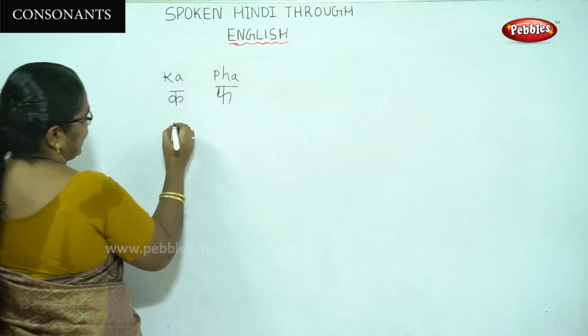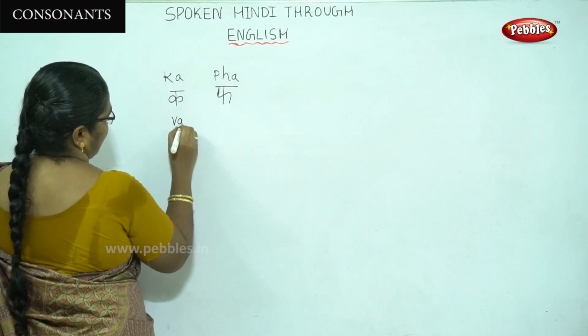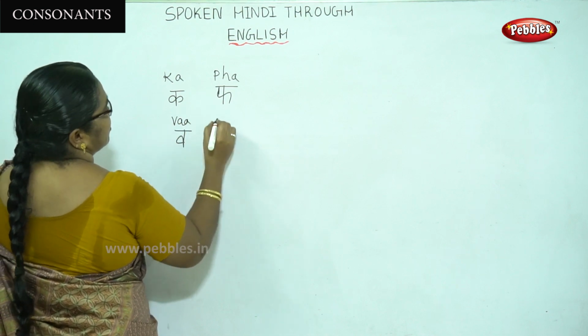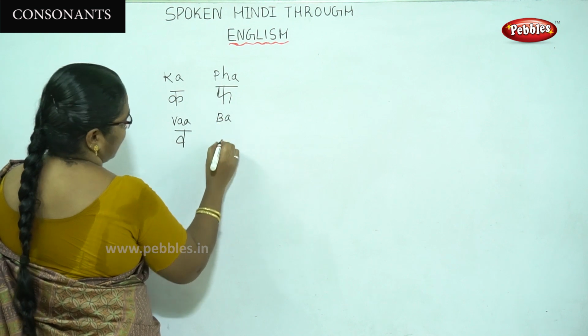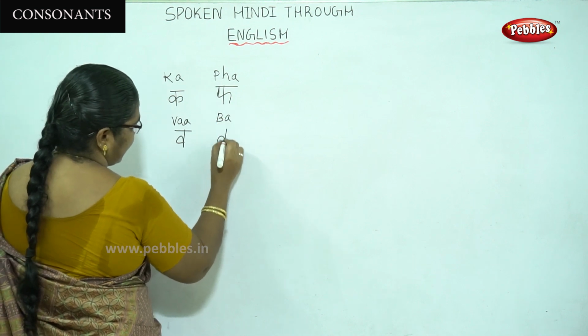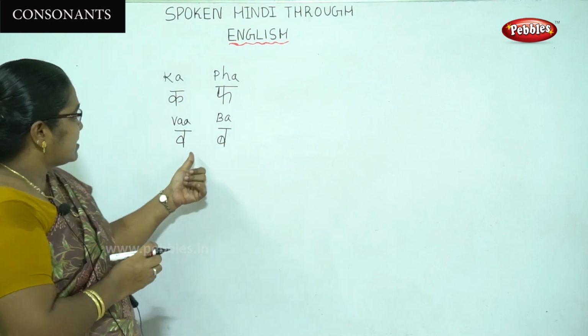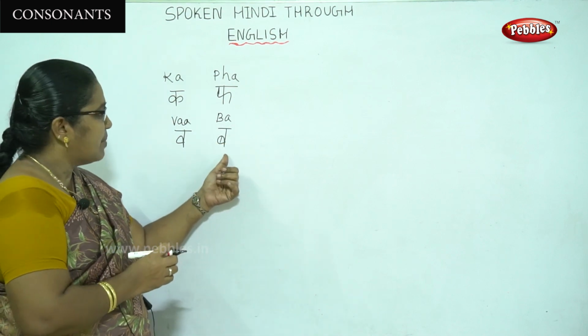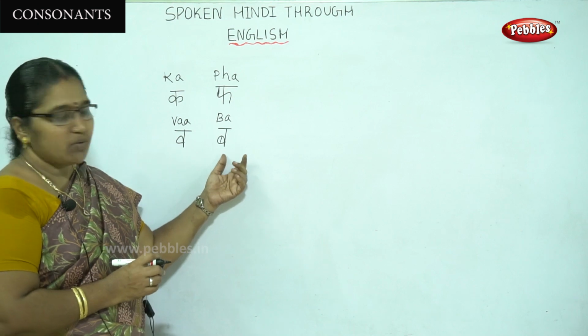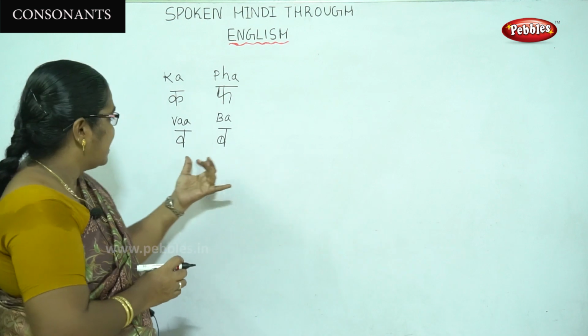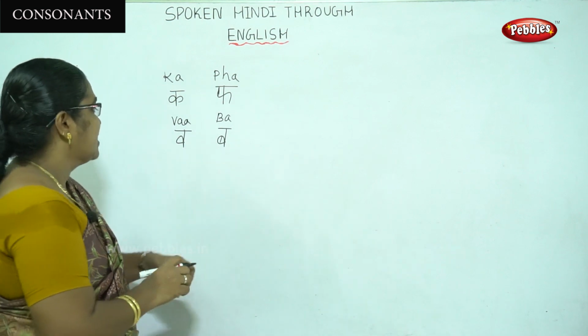Then the next letter is va. See, here we can simply write D, but for ba we can write D and put a dash here. Okay, this is va, this is ba. We have to find the difference in these letters. This is va and this is ba.